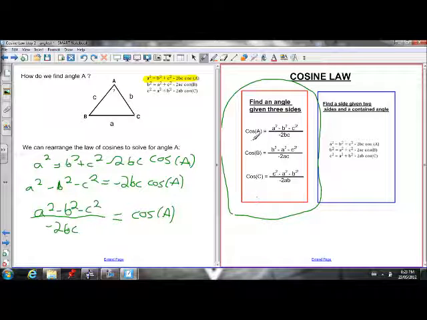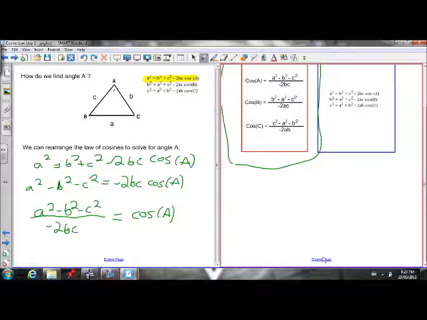Okay, so if I want to find angle A, I would plug in my sides A, B, and C where I see A, B, and C, and do the inverse cos of that solution to find angle A. Okay, if my triangle was, let's say, triangle DEF, and I was looking for, let's say, angle E.